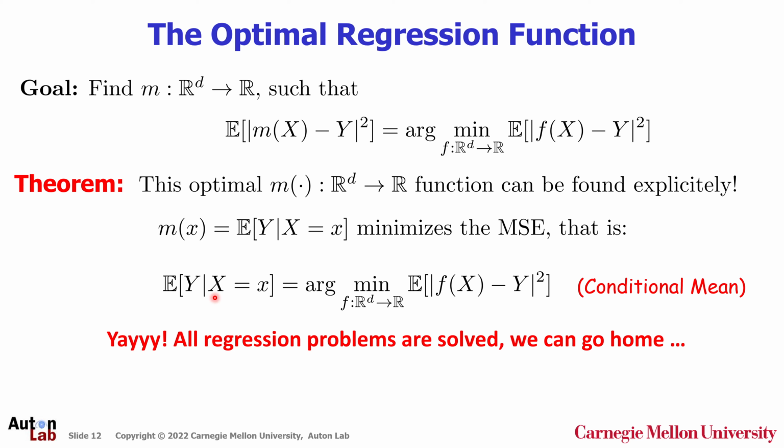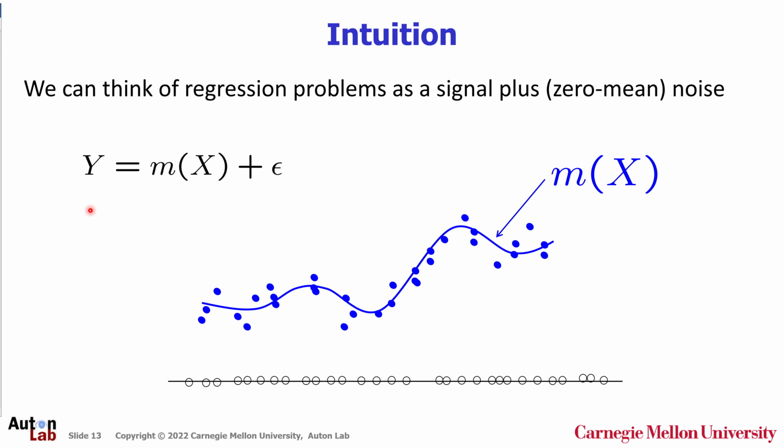To get some more intuition for regression problems, it can help if we think of the random variable y as a signal component plus noise, where the noise component epsilon is a zero mean noise. It doesn't need to be Gaussian. The signal component is m(x), where m can be any kind of function. It's easy to see that in this case again, the optimal regression function is just the signal component m(x). And this m(x) is the expected value of y given x.